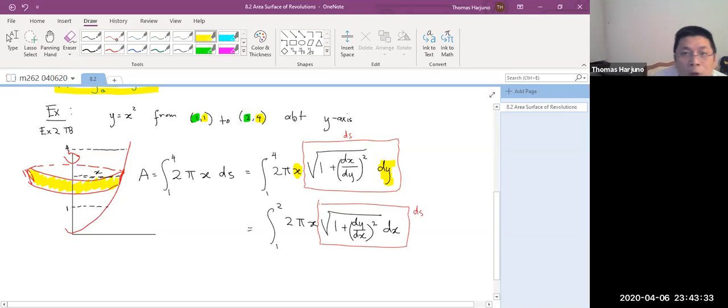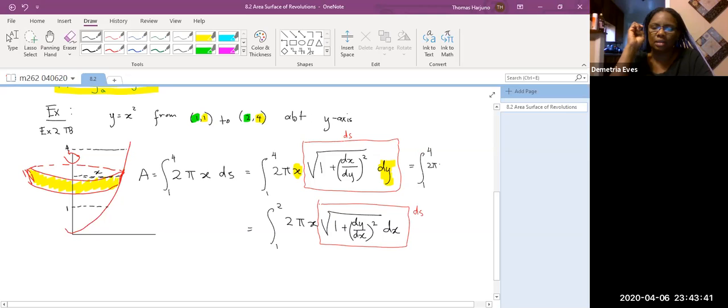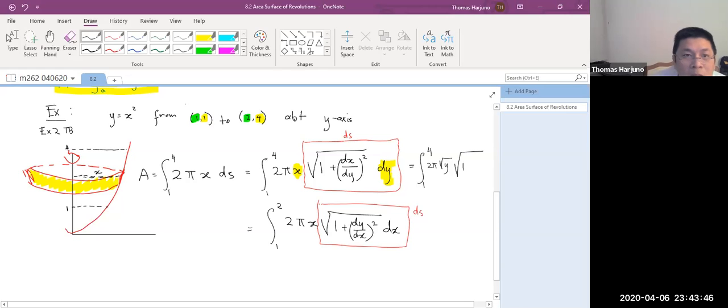So if I proceed from that integral, that's integral from 1 to 4, 2 pi square root of y, square root of 1 plus dx dy squared dy. So dx dy equals to 1 over 2x.